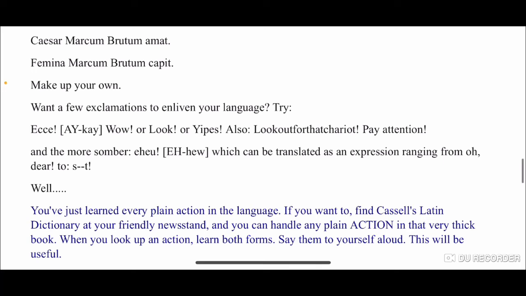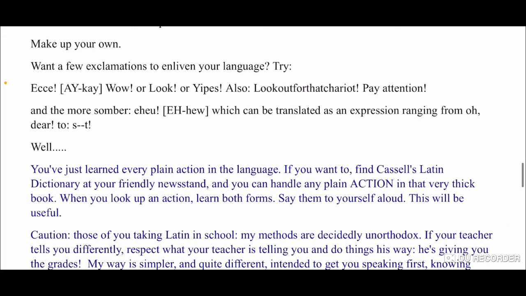So make up your own. Want a few exclamations to liven up your language? Try eccě, wow, or look, or yipes. Eccě. And the more somber, eu, which can be translated as an expression ranging from "oh dear" to "shit."